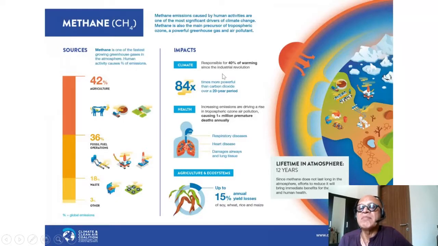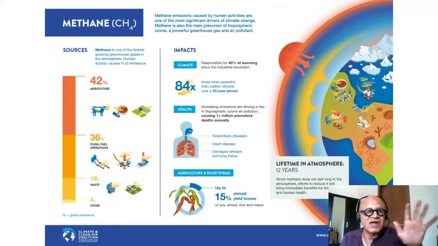In terms of impacts, methane is responsible for 40% of the warming since the Industrial Revolution, 84 times more powerful than carbon dioxide over a 20-year period. So this is not done by weight. This is done by molecular level radiation impacts, absorption spectra, and so on. So you get very different numbers. So make sure you understand this. In all the IPCC reports, you will see greenhouse warming potential as about 25 or 26.